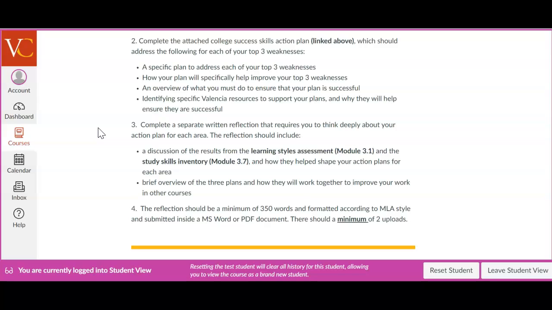So you should have a minimum of 2 uploads: the College Success Skills Action Plan and the written reflection. Okay? Don't forget, you also have to do Co-Curricular 1 this week, which is a different module.